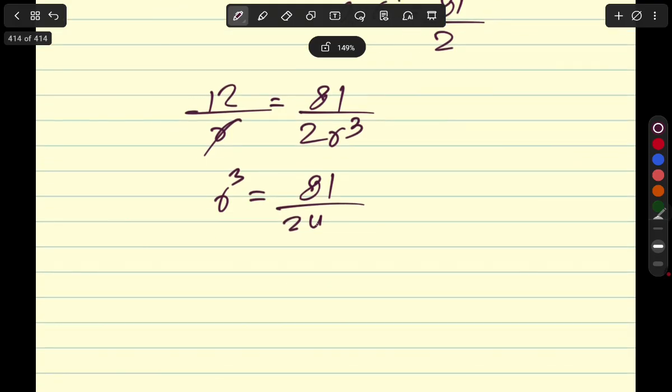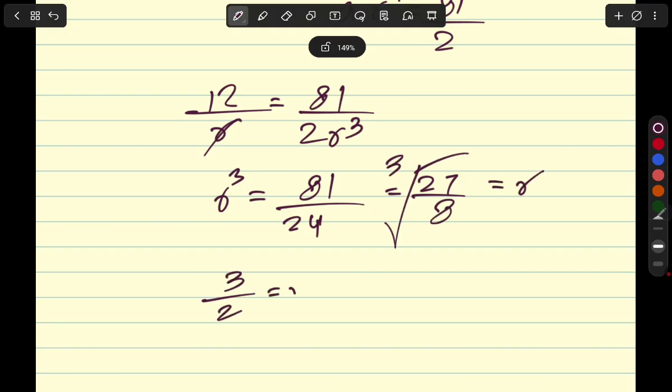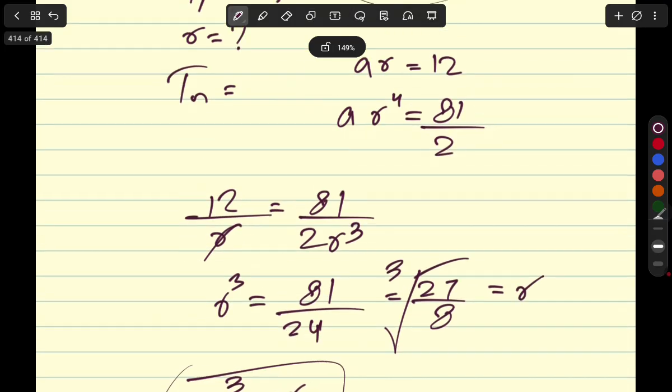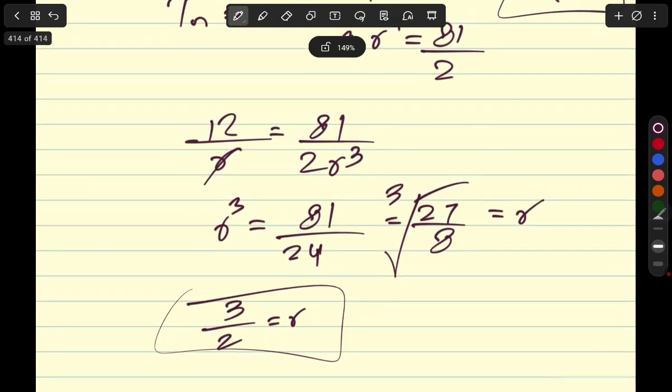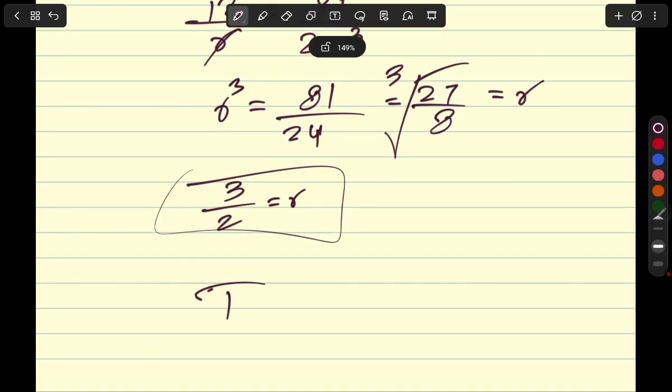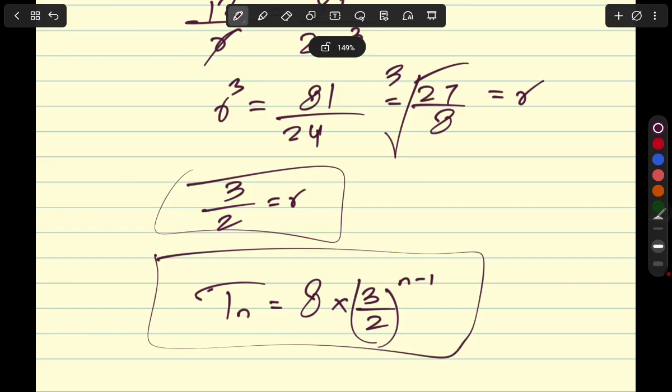If I factor it by 3, that's 27 upon 8. Take the cube root of that in order to find r. That's nothing but 3 upon 2. So r is going to be 3 upon 2. If r is 3 upon 2, plug that in here, so a is going to become 8. A is 8, r is 3 upon 2. And term n is going to be 8 multiplied by 3 upon 2 to the power of n minus 1. Right? So that's going to be the general term as well. Okay, so that's it.